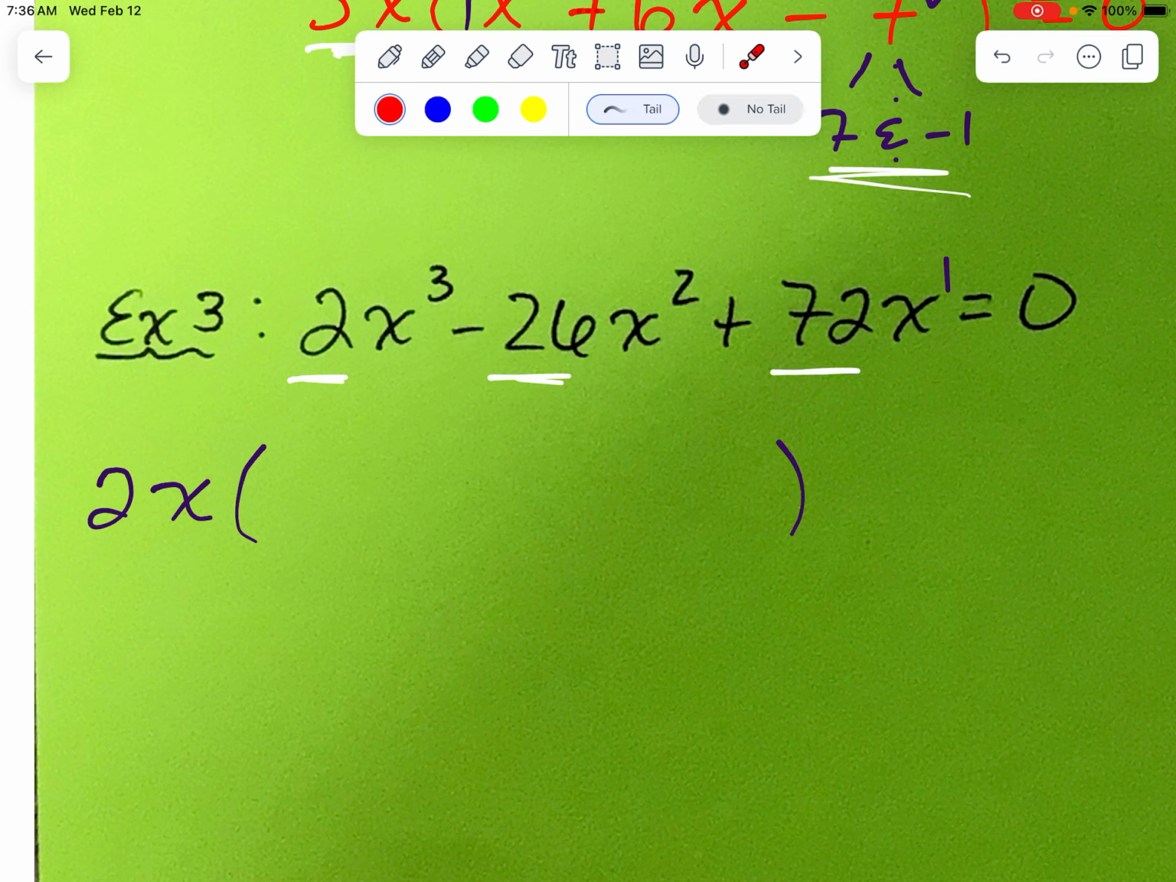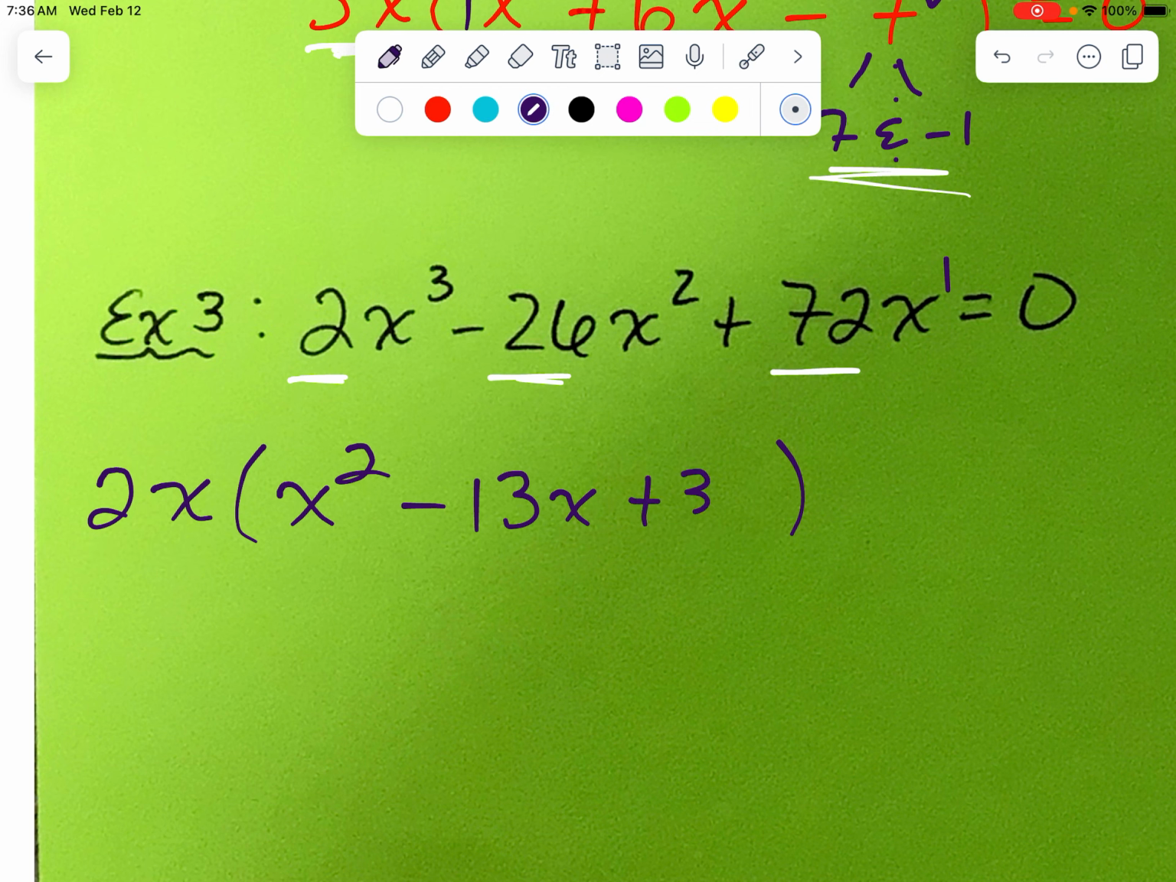So now we need to figure out what we have to fill out on the inside, our missing multiplication factor. 2x times what is 2x to the third? Well, that would just be x squared. 2x times what in the middle is negative 26x squared? That would be negative 13x. And then one more time, 2x times what on the end is 72? That would be positive 36.